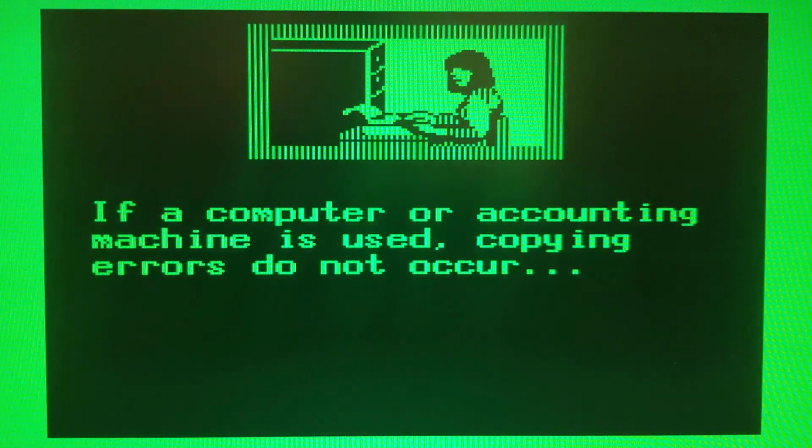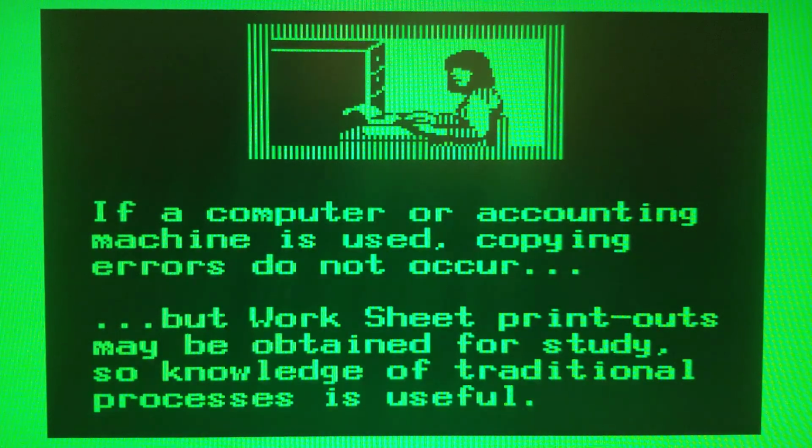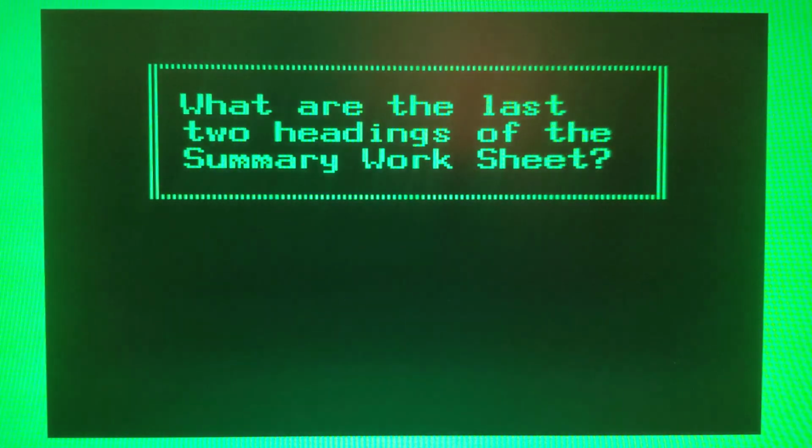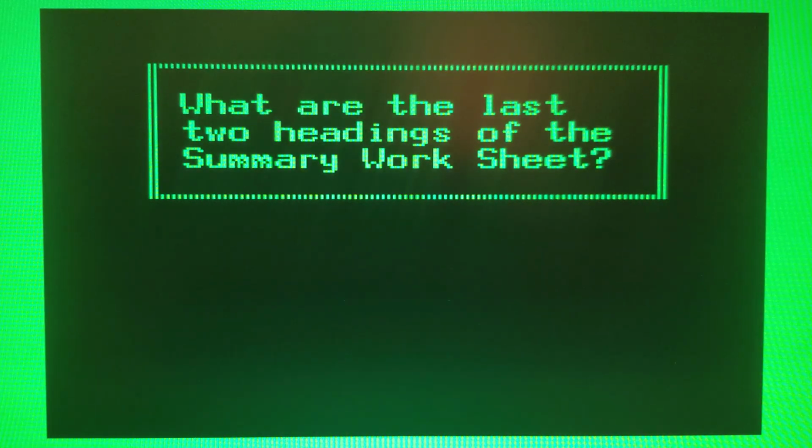At this point, it should be noted that if a computer or accounting machine is used, the sort of errors which occur in hand-copied accounts do not occur. But similar worksheet printouts may be obtained for study, so knowledge of the traditional processes is useful. What are the last two headings of the summary worksheet?